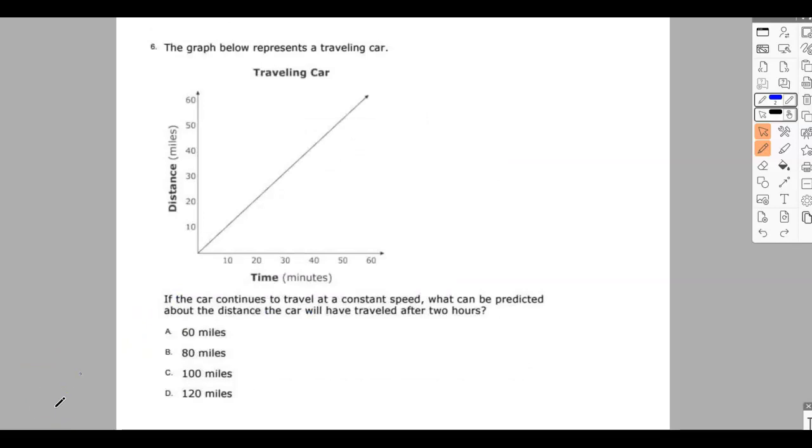Sometimes when we have graphs like this, distance time graph, they kind of give it to you. They tell you that it's constant speed. So they're going to ask you a question about the graph. What can be predicted if this car travels 2 hours? Well, I can see this is where it gets tough. This is in minutes. 60 minutes is equal to 1 hour.